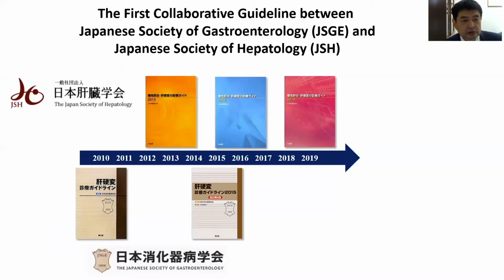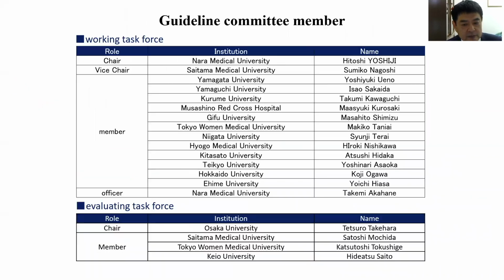This year, the Japanese Society of Hepatology and the Japanese Society of Gastroenterology have collaborated on making guidelines for liver cirrhosis. We issued this guideline in 2010 for the first time and in 2015 for the second edition. And in 2020, both societies have collaboratively worked on publishing the revision of these liver cirrhosis clinical guidelines. The guideline committee was led by Professor Yoshiji from Nara Medical University and other members, including me.